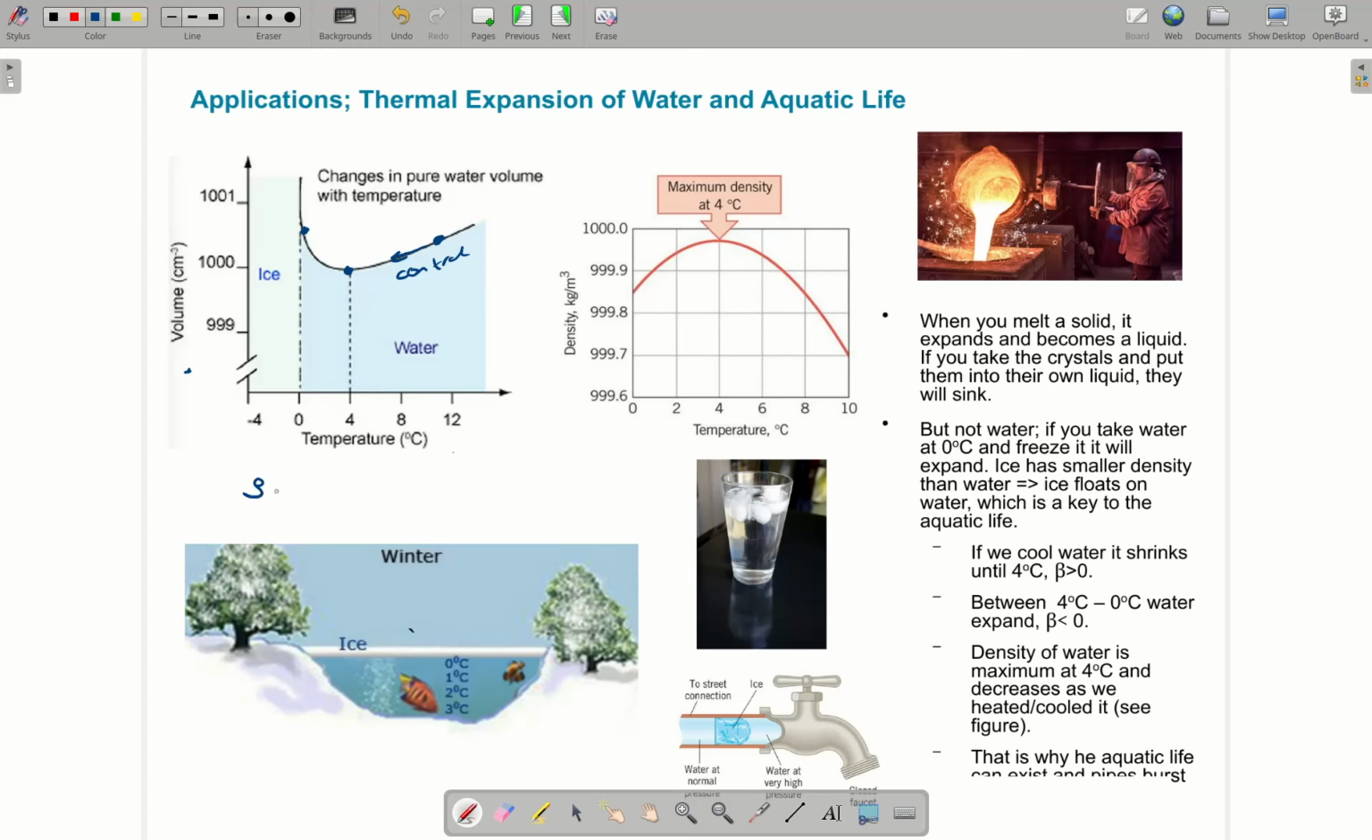We didn't get to density yet, but density is simply mass divided by the volume. We have the same amount of mass of water, it gets colder, it shrinks. Density gets higher because volume gets less at this part here. Then it starts increasing. Volume gets larger and larger. Remember again delta V, right? Alpha, beta.